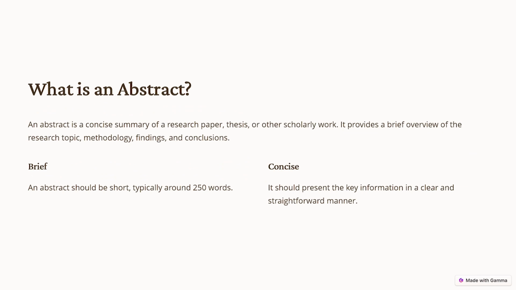First, let's see what an abstract is. Simply put, an abstract is a concise summary of a research paper, thesis, or other scholarly work that we are preparing to do. That is, an abstract provides a very brief overview of the research topic, methodology, findings, and conclusions. Brief usually, an abstract can be described as a very short note that should be between 250 and 300 words. When referring to being concise here, it should present the main information about the relevant research clearly and simply.